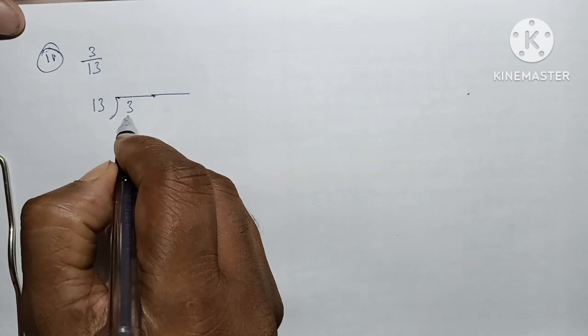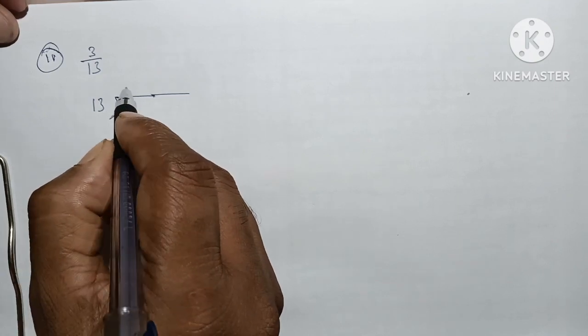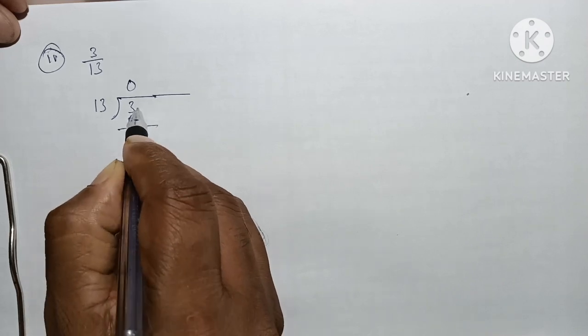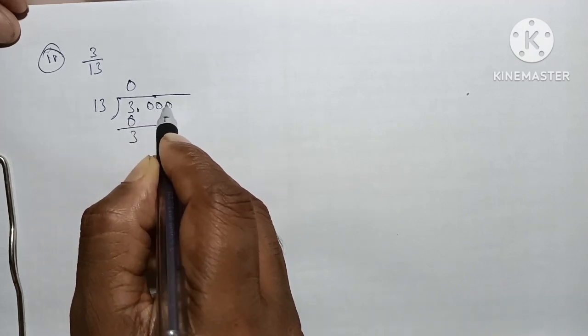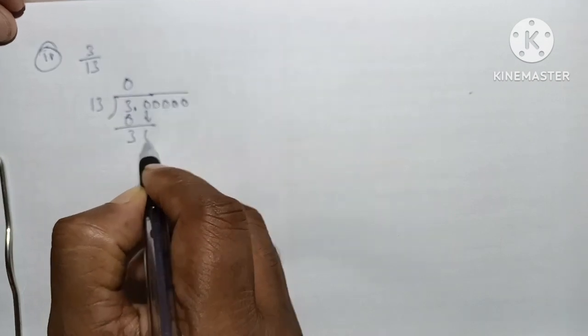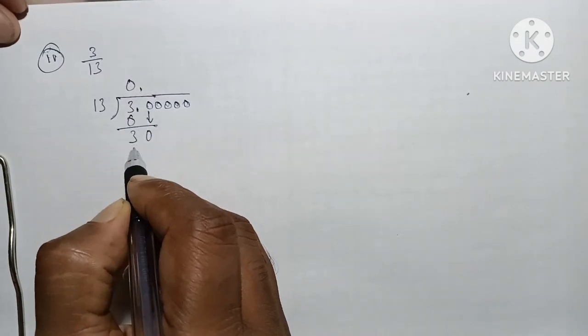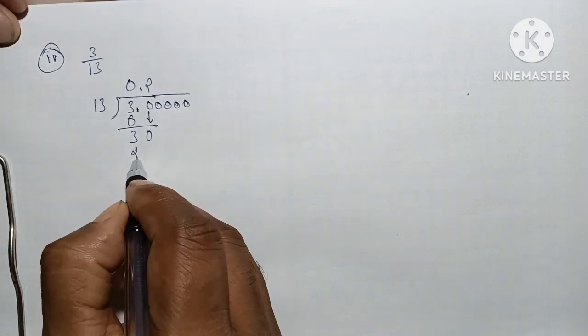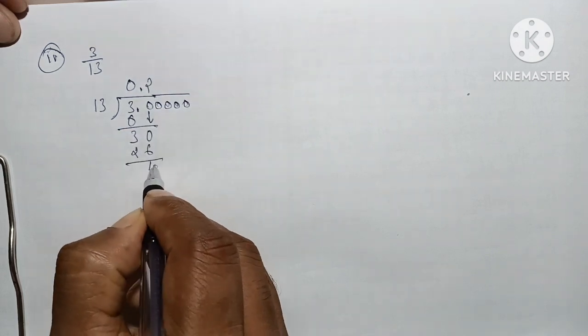The first time, 3 and 13 is not divisible. You give 0 times 0, then 3. Then you put the decimal, then the number of zeros here. Now you bring down 0, and immediately the decimal also goes there. This is 30. 13 2s are 26, then 4.